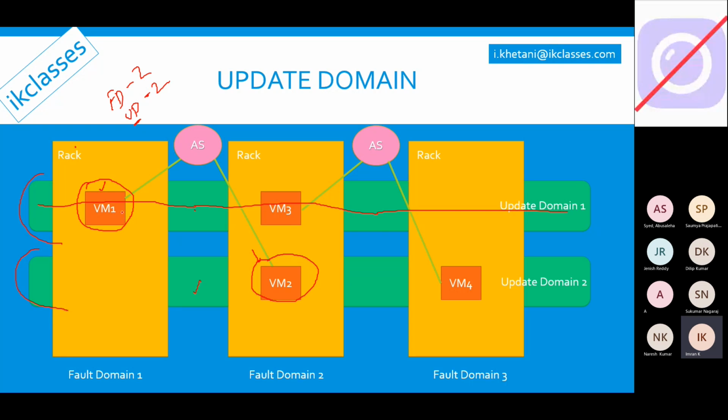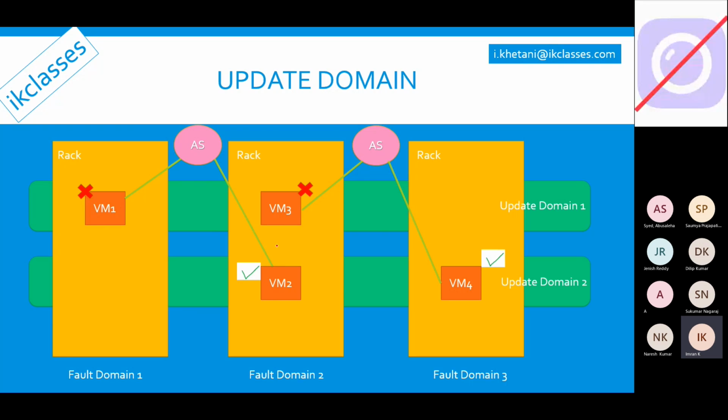Okay, so you can consider a fault domain as a rack, and an update domain is just a logical thing where Microsoft will be patching one update domain at a time. So they won't patch every update domain at the same time, so it won't hamper your services or make any difference to your services. Okay, so if they're patching update domain 1, only this VM is affected, and I still have my services running from this VM. Okay, so we can achieve that using fault domain and update domain.